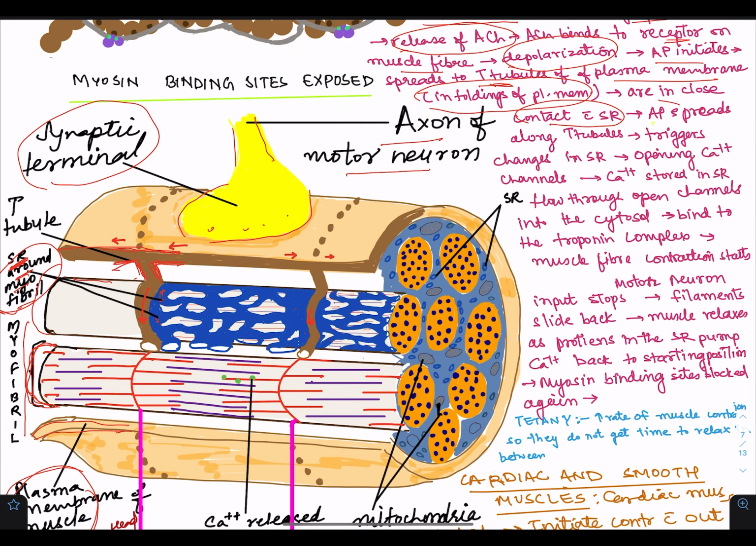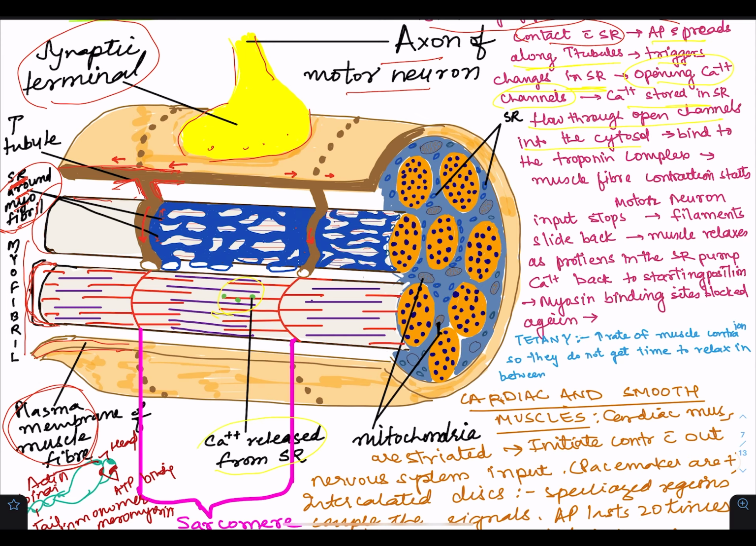Now, the action potential will spread along the T tubules, and it will trigger changes in the sarcoplasmic reticulum. What will happen? Opening of calcium channels. Calcium stored in the sarcoplasmic reticulum will flow through open channels into the cytosol. See here, this is the calcium, released from the sarcoplasmic reticulum. It will bind to the troponin complex as we studied just now, and the muscle fiber contraction will start.